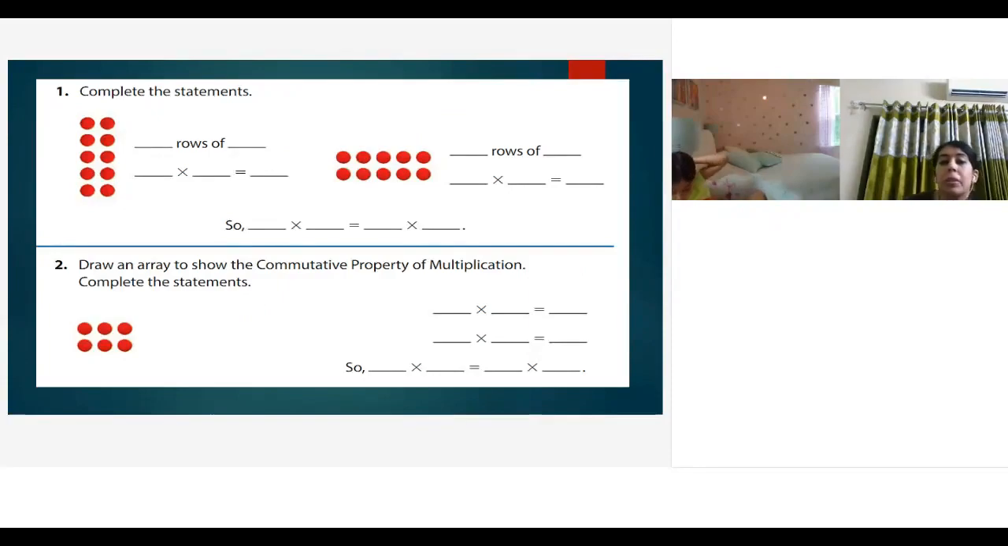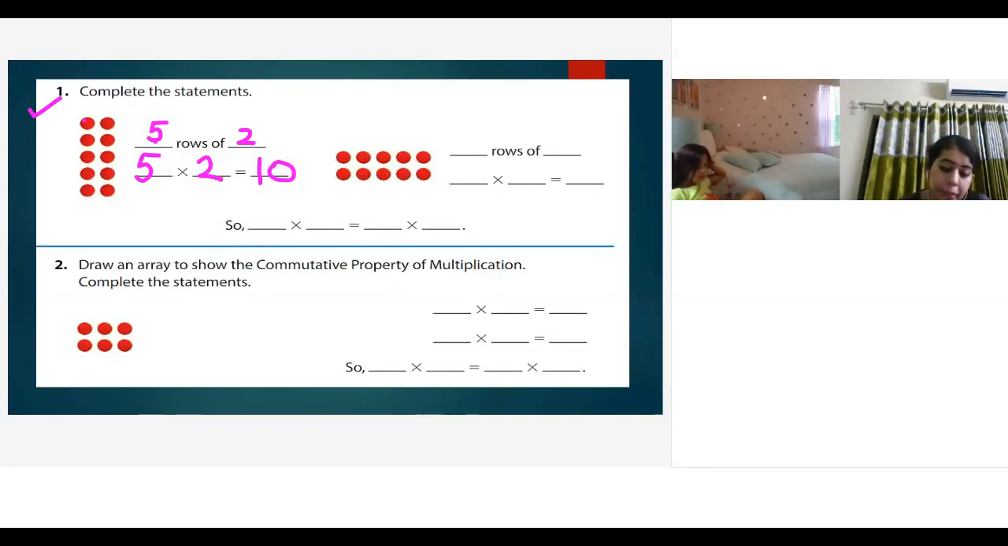Now you are going to tell me, Akshita, how many rows are there in the first one? This one. Count it. What should I write over here? 5 rows of 2. Very good. So that means, count how many counters are there? Count it. 10. Very good. So my answer comes out to be 10.